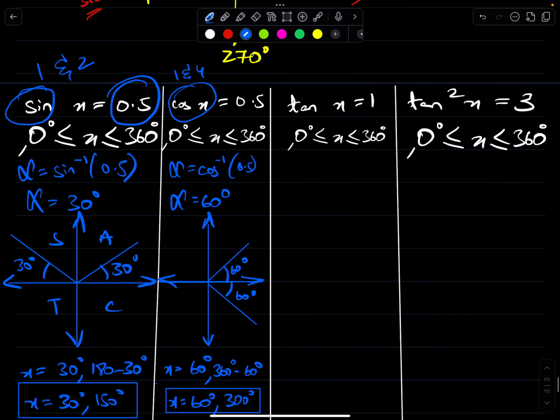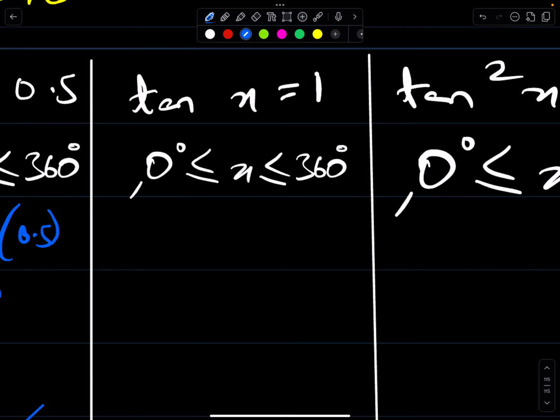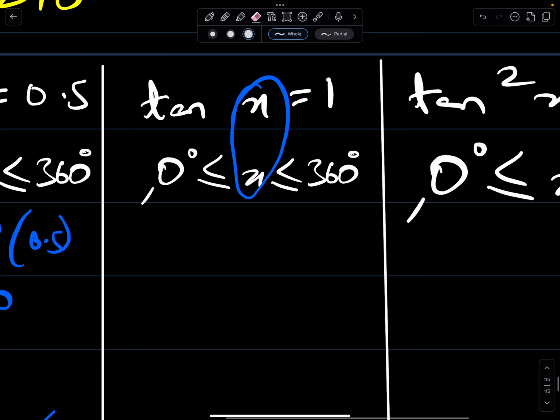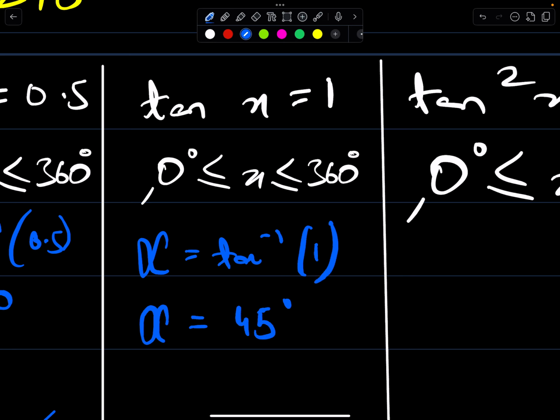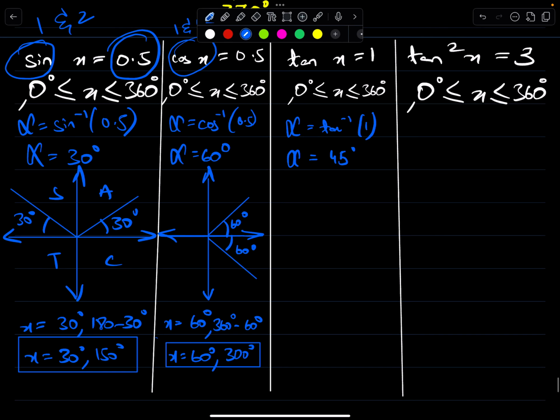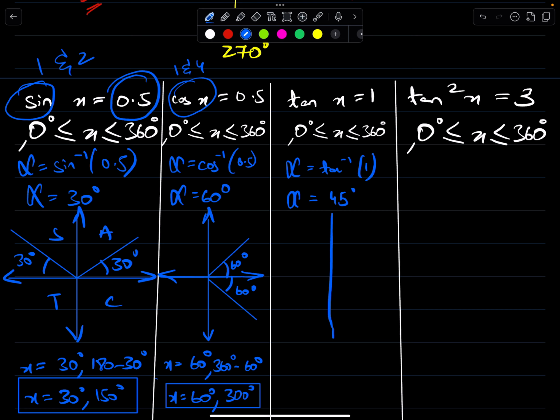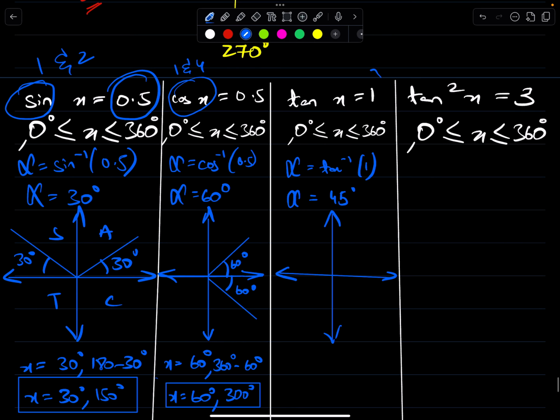Alright, then we have tan x is equals to 1. The angles are consistent, thus we don't need to alter the range. The next step is to find a basic angle. So tan inverse of 1 is equals to 45 degrees. Once you found a basic angle, the next step is to determine where the answers lie. Make this graph again. So 1 is positive, thus tan is also positive, and tan is positive only in the first and third quadrant.